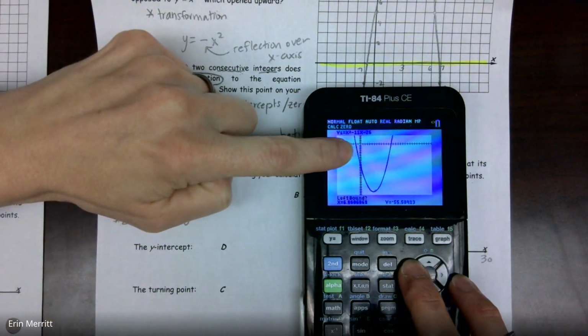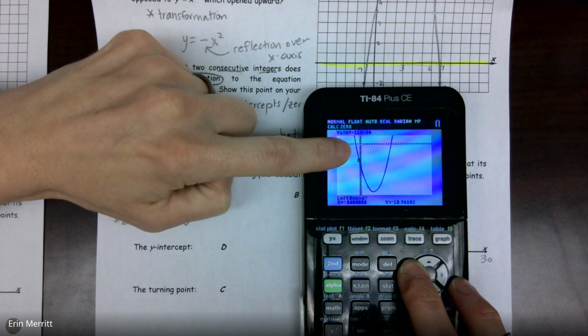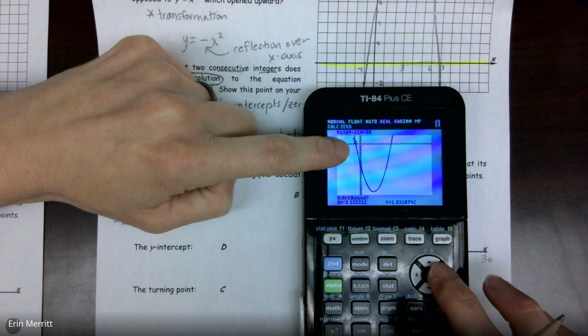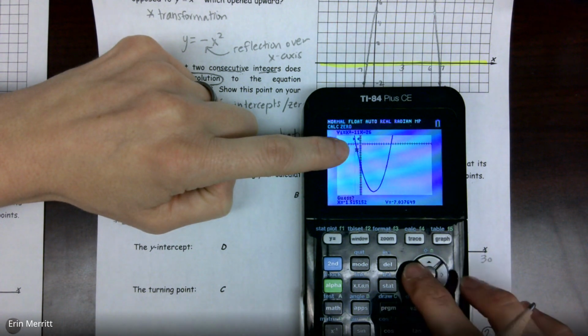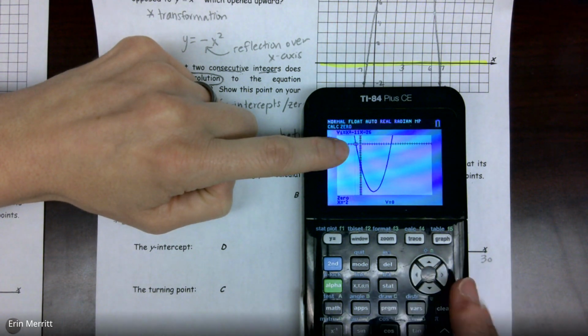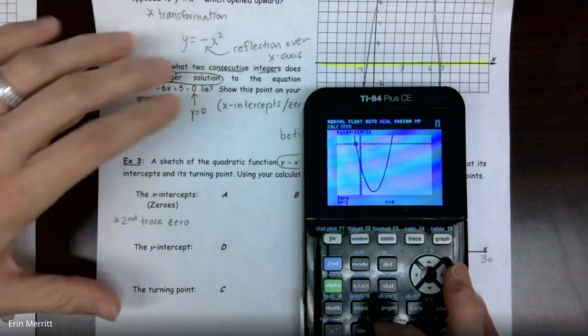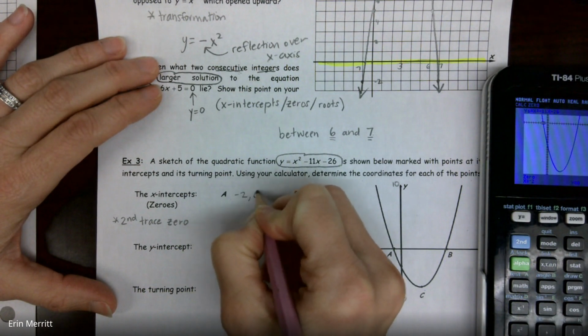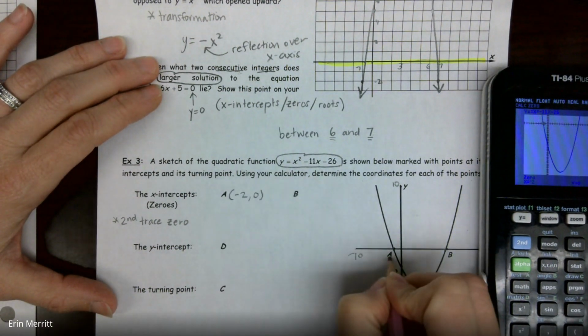So if I walk you through that step, second, trace, 0, to go get the first x-intercept over here, slide your cursor on over. It's going to ask you to go to the left side. So in this case, that's a little bit above. So the right side, that's a little below. And then take your best guess. That should be crossing at negative 2. So the value of A right here would be negative 2, 0. That's my coordinate point there.